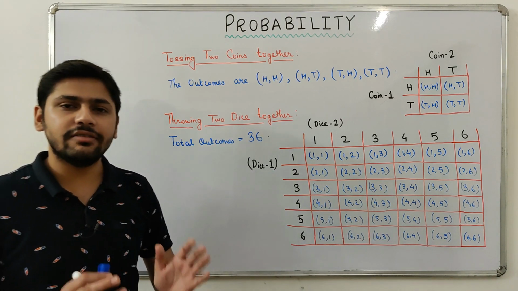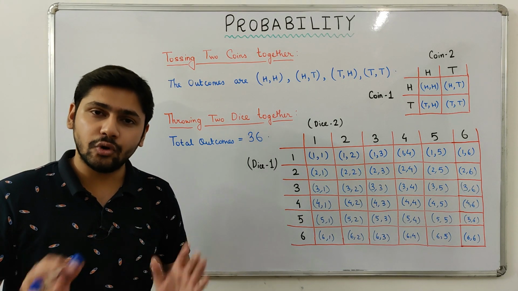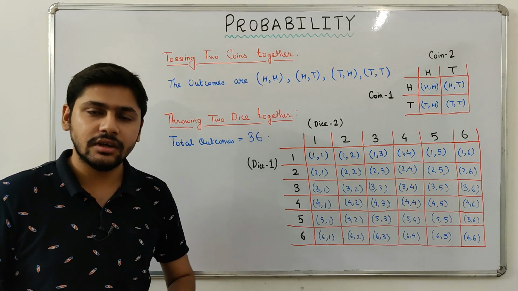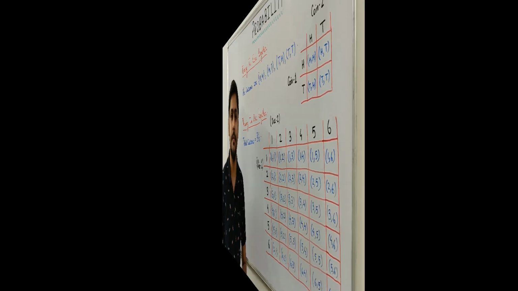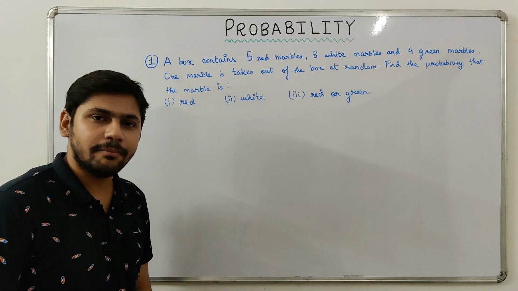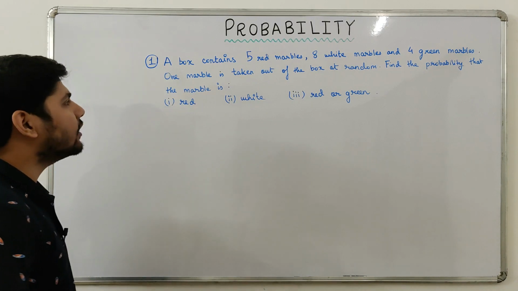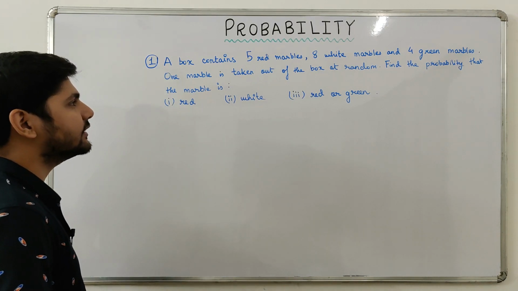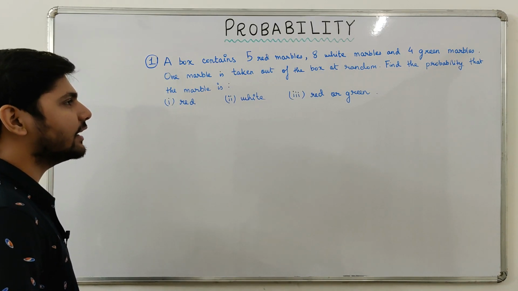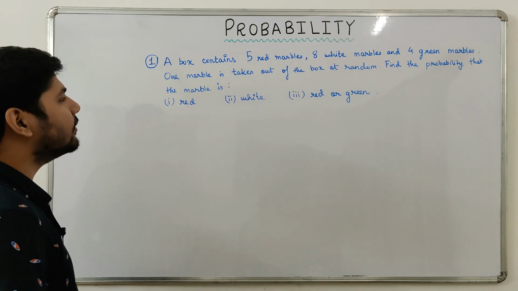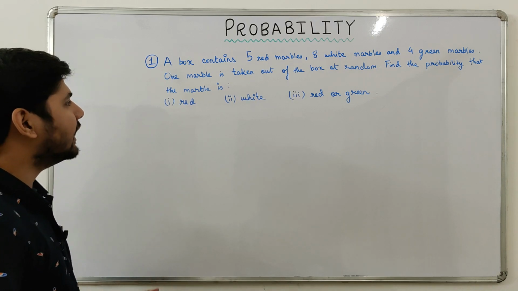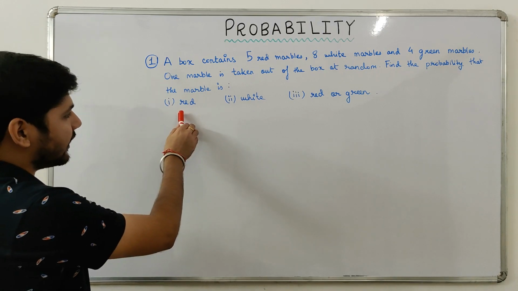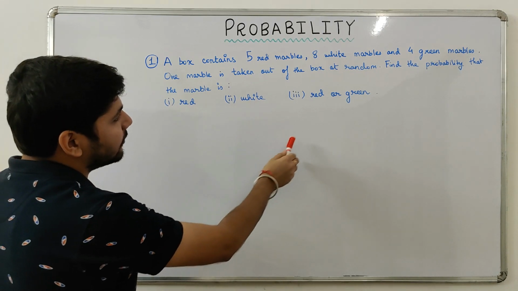Now guys, we have covered all the concepts that you need to know before beginning with the sums. So now we will begin with some sums. Beginning with the first sum, we have: a box contains 5 red marbles, 8 white marbles and 4 green marbles. One marble is taken out of the box at random. You have to find the probability that the marble is number 1, red; number 2, white; and number 3, red or green.